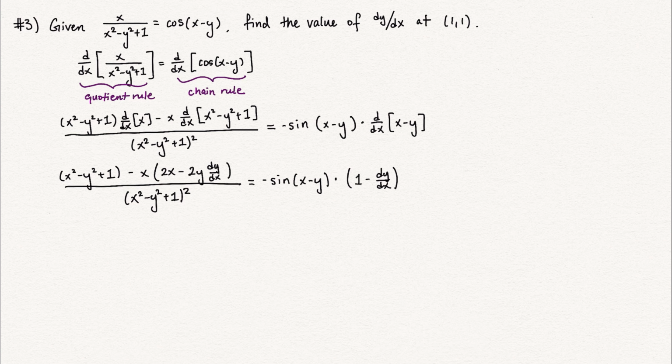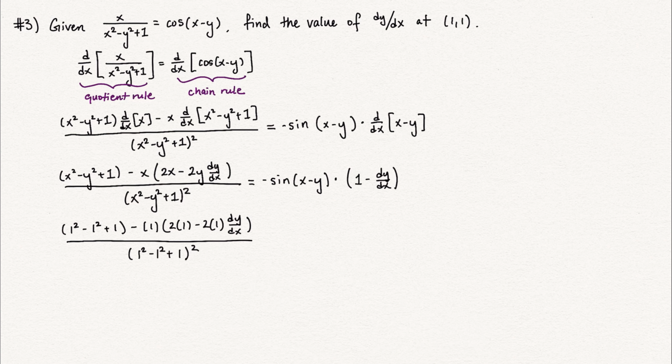All right, so let's do that. On the left-hand side, we're going to get 1 squared minus 1 squared plus 1, then minus 1 times 2 times 1 minus 2 times 1, and then this is going to be times dy by dx, because remember, we're looking for dy by dx, so we can't be plugging anything into dy by dx. And then divide this by 1 squared minus 1 squared plus 1, all squared.